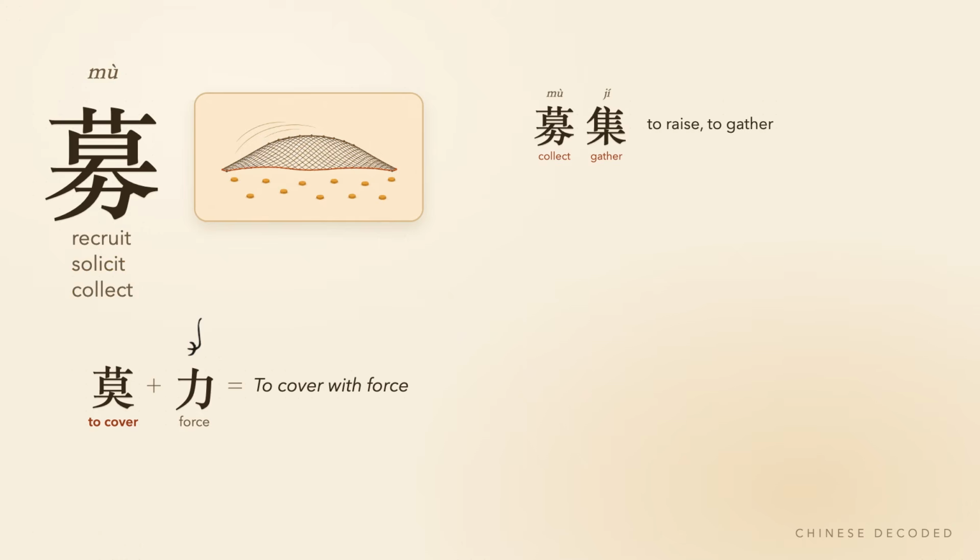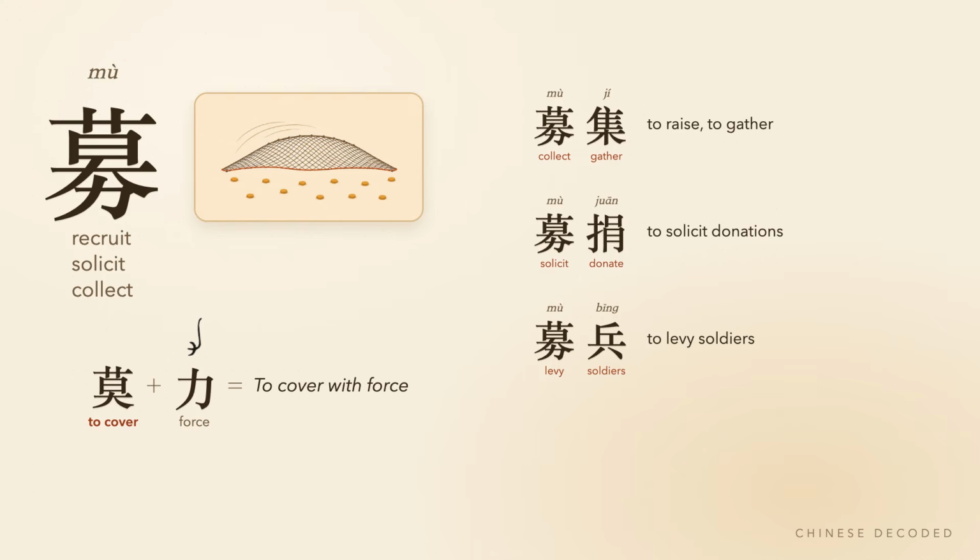For example, 募集, to raise, to gather funds, signatures, ideas. The collecting effort covers as wide a field as possible. Next, 募捐, to solicit donations. The appeal covers a great many people and takes in what each of them gives. Then there is 募兵, to levy soldiers, sweeping through an area to bring in the men within. And finally, 招募, to recruit, to hire. When you recruit, your effort involves casting a wide net to cover many candidates.